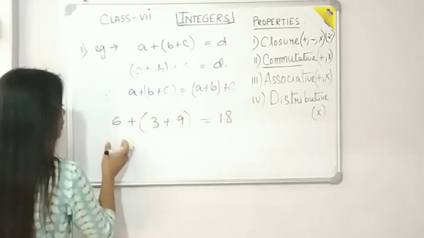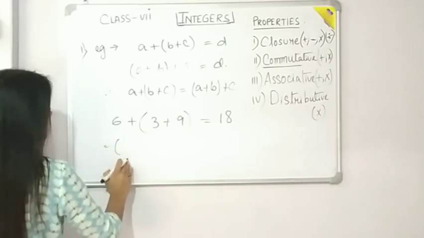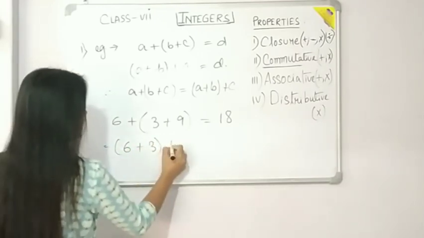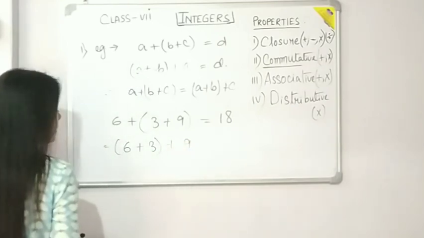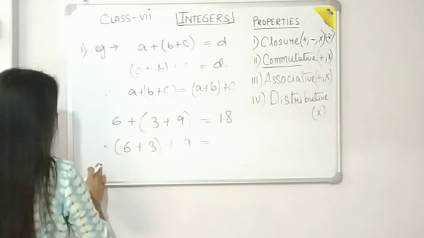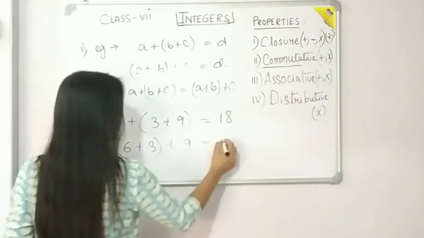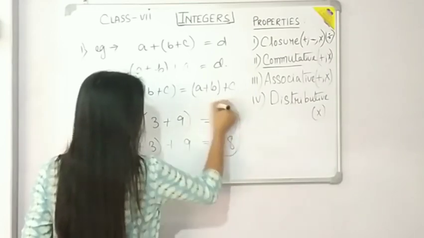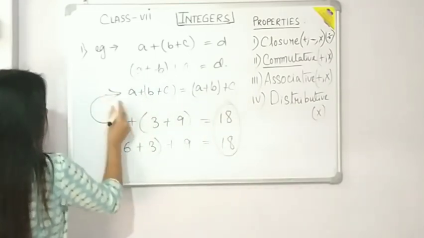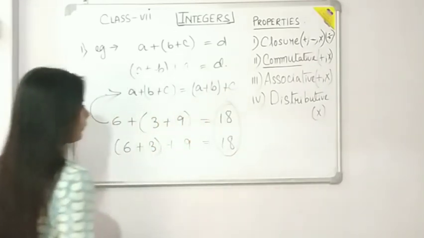So let us change the group. If we change the group, let us take 6 plus 3 in one group, and let us keep 9 as a single integer. What answer will we get? 6 plus 3 is what? 9. 9 plus 9, 18. So the answer we are getting is same. From this, what can we write? We can write that (A + B) + C equals A + (B + C).